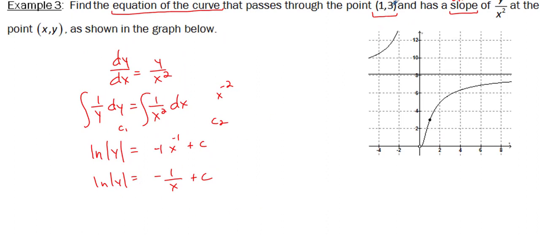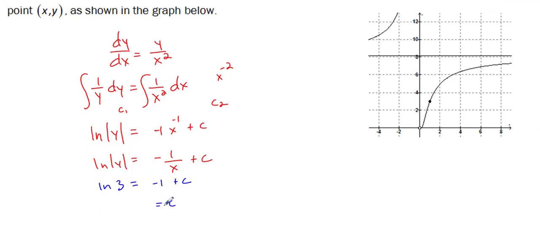Okay, y is 3, x is 1. And you notice I'm not going to use my absolute value sign anymore? There you go. Okay, what did I say? X is 1. So what does c equal to? 1 plus natural log of 3.